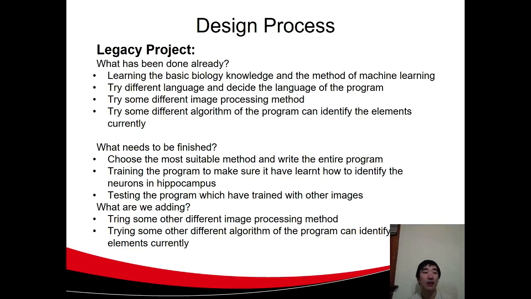elements currently. The things we need to finish are choosing the most suitable method, writing the entire program, and training the program to make sure it has learned how to identify the neurons in the hippocampus. Then test the trained program with other images. The things we are adding are trying some other different image processing methods and some other different algorithms of the program to identify the elements currently.